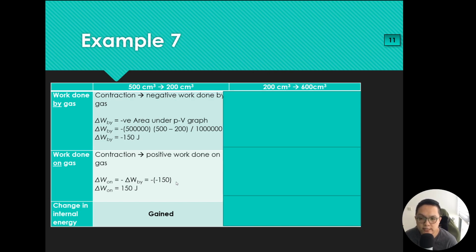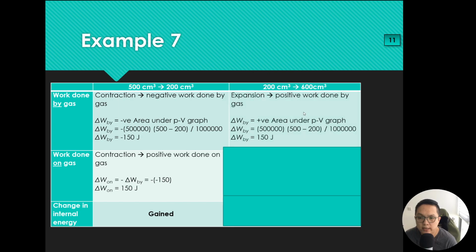Okay, next from 200 to 600 cm3. This is an expansion. Expansion means positive work done by the gas. So we use a positive area. So again, P times delta V.